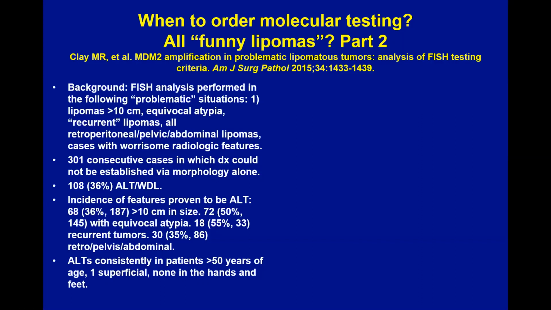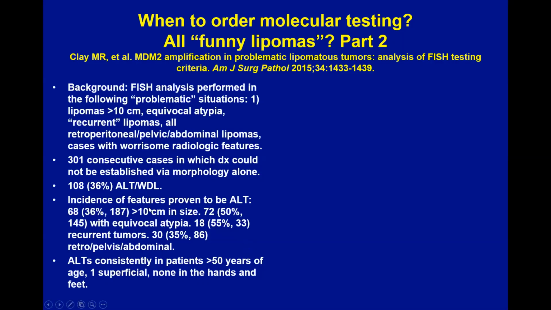So they looked at 301 consecutive cases in which they had ordered FISH analysis based on these problematic situations, because they wanted to basically discover which of these problematic situations represented a situation that they would recommend we should be doing. I mean, it's what Emory's doing, but it may not be what other institutions are doing at that time. So among the 301 cases in which diagnosis could not be established via morphology alone, it's an important point to make, it turned out that a little over a third of these cases turned out to be ALTs, well-differentiated liposarcomas. And then they looked at the incidence of these features.